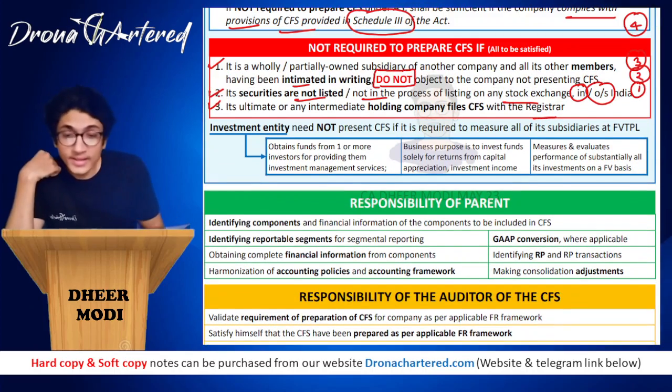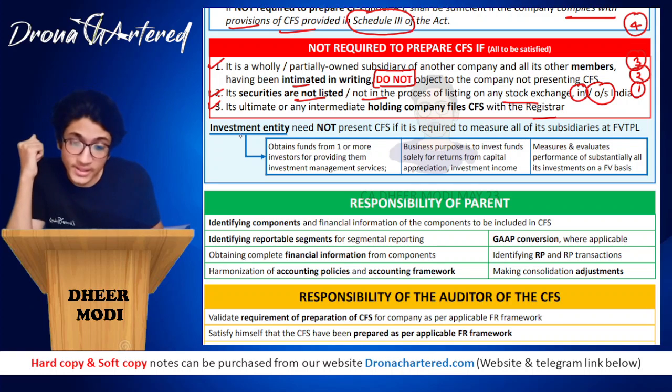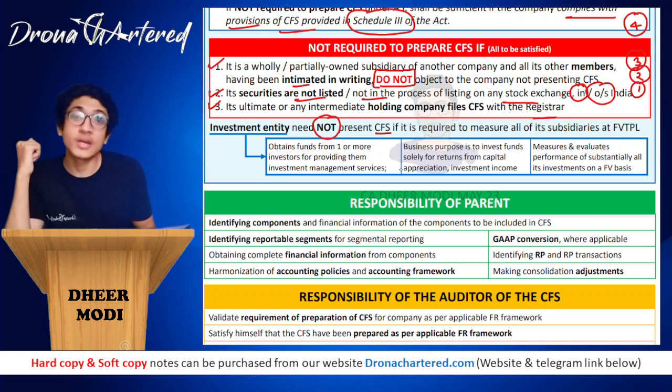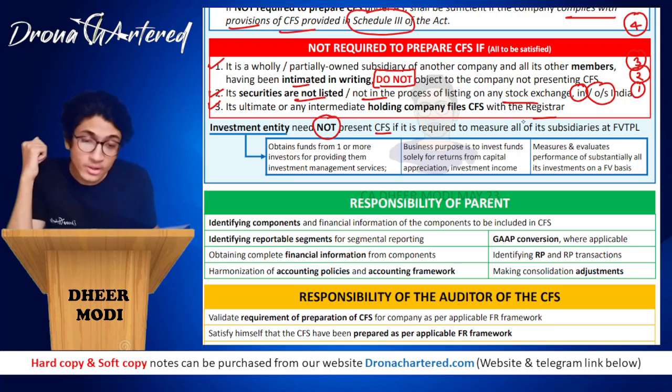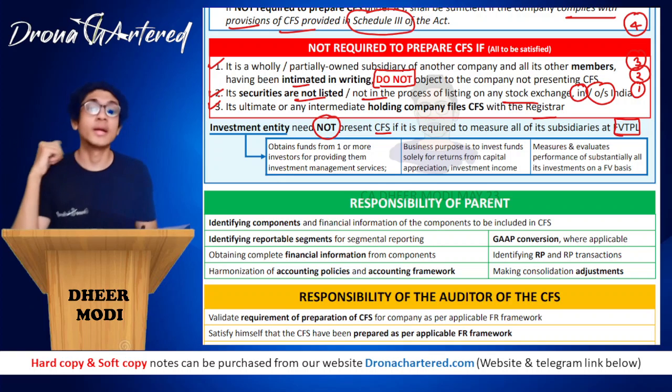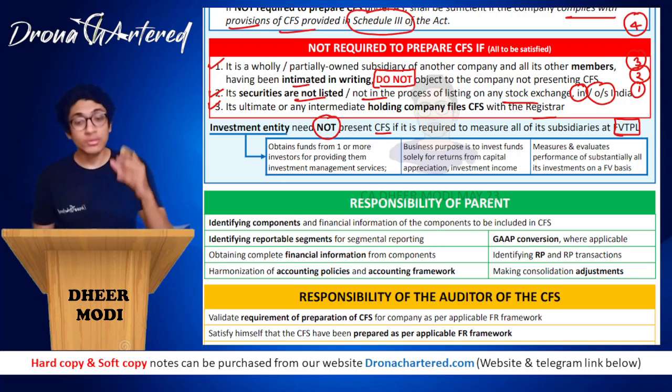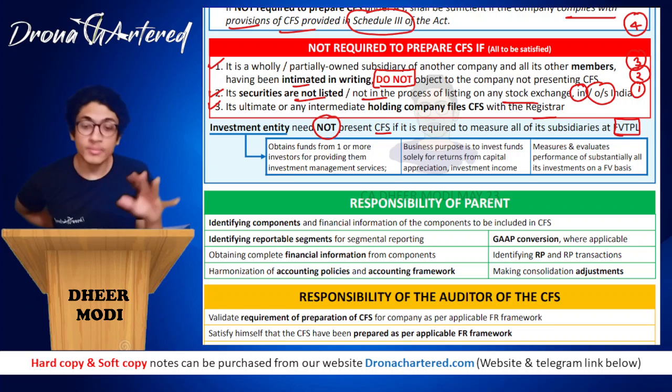Then investment entities. This was the point that I had not explained. The investment entity need not present CFS if it is required to measure all of its subsidiaries at FVTPL, that is fair value through profit and loss. If your subsidiaries are measured at FVTPL, then the investment entity need not prepare a CFS.